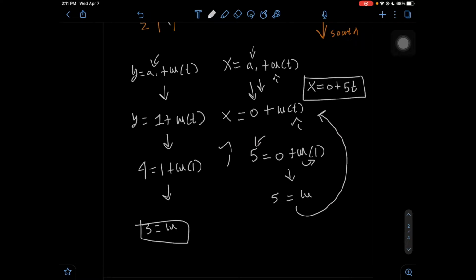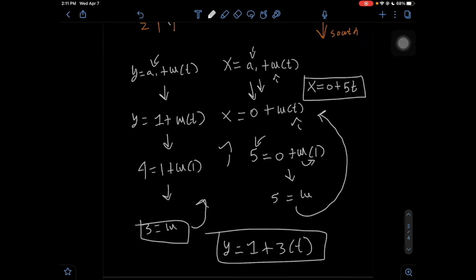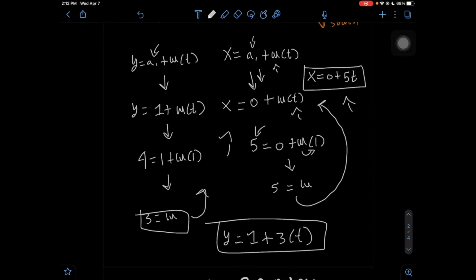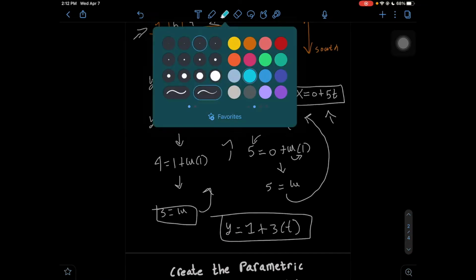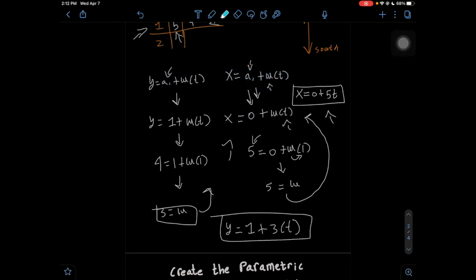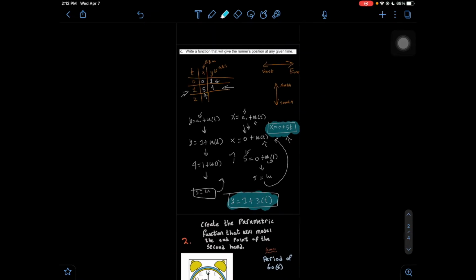So now we know that. We're going to substitute this back into our original equation, which was y equals 1 plus 3 times t, and that is our y equation. So we know our x equation was 0 plus 5t, and our y equation is 1 plus 3t. So our answers are the ones that I'm about to highlight. Let's make it a nicer color. So we know this is one of our answers, and this is another one of our answers for problem C.